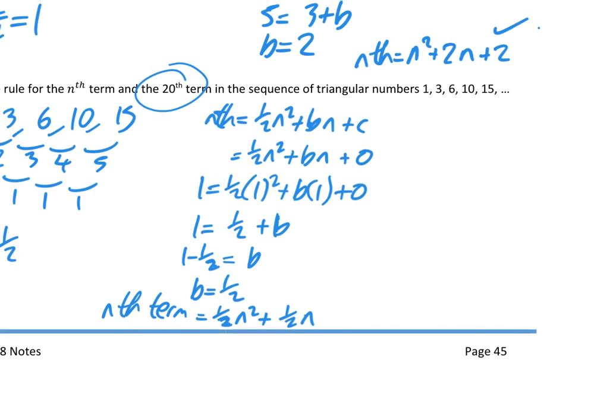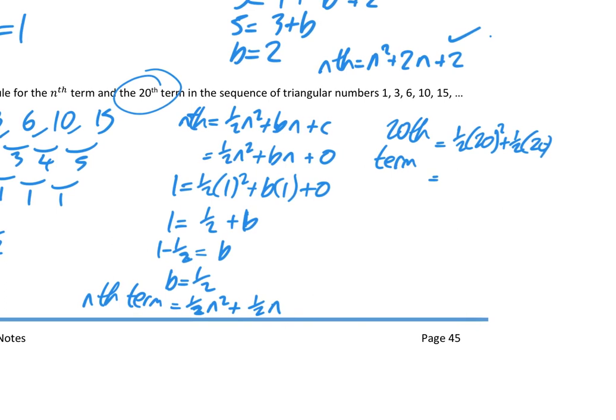So to find my 20th term, the 20th term is equal to a half times 20 squared plus a half times 20, and whatever that works out to be, let's see, a half times 20 squared is going to be 400, and a half times 20 is, we'll just do that one out, it's going to be 10. A half times 400 is 200, plus 10 is going to be 210.